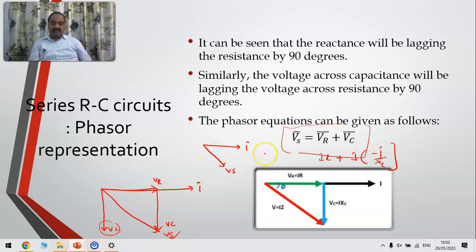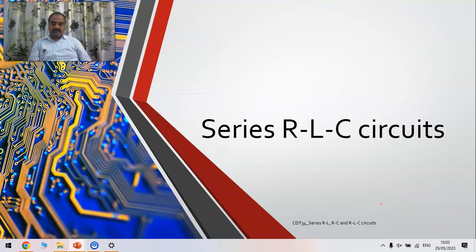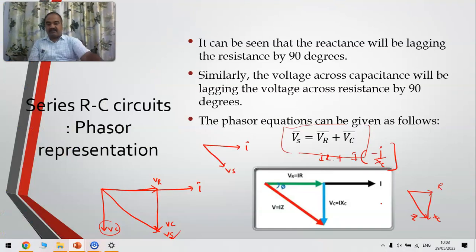Okay. Now the impedance triangle. So this is R, this is XC, and this is Z, whereas Z is equal to square root of R square plus XC whole square. Okay, so with this, I think I'll be closing this RC circuit.